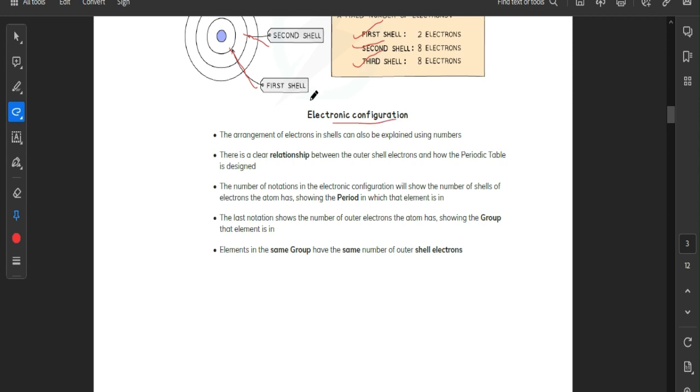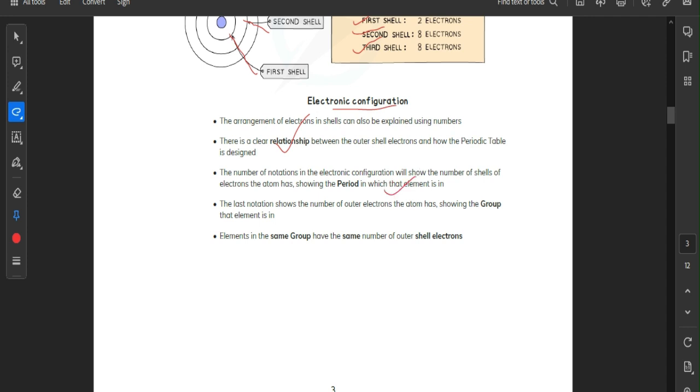Electronic configuration is the arrangement of electrons in shells, and can also be explained using numbers. There is a clear relationship between the outer shell electrons and how the periodic table is designed. The number of notations in the electronic configuration will show the number of shells of electrons that an atom has, showing the period in which that element is in.